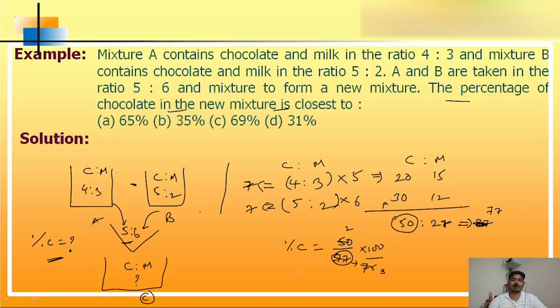So 2 by 3 is nothing but 66%. The value is nearer to 66 here. Because I am considering 75 instead of 77, my value is very slightly lesser, so my value will be closest to 65%. Likewise, you can also solve this question. I hope you are clear with this explanation, and let us move to the next question.